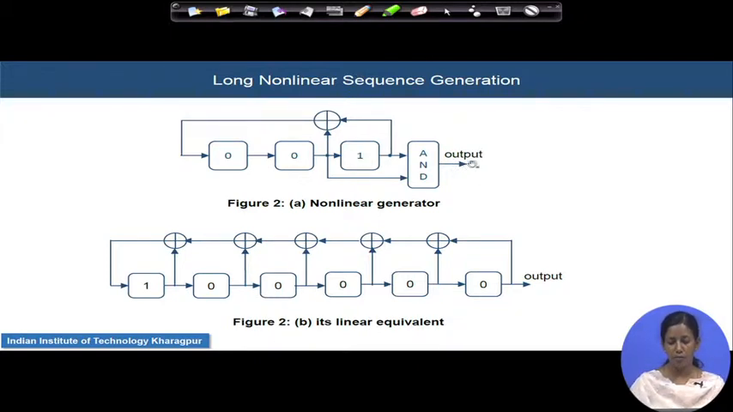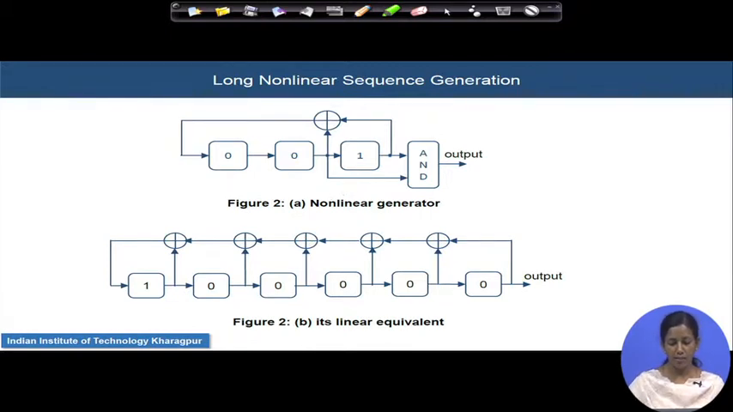If you see the structure of the code that is getting generated at the output of the AND gate, you will be able to see that the sequence can also be produced by its linear equivalent, where the total number of stages is equal to 7. Here we have kept 6 stages, and if I linearly combine all the stages in the feedback path and feed it back to the initial stage, we will be able to see that both circuits are generating the same sequence.